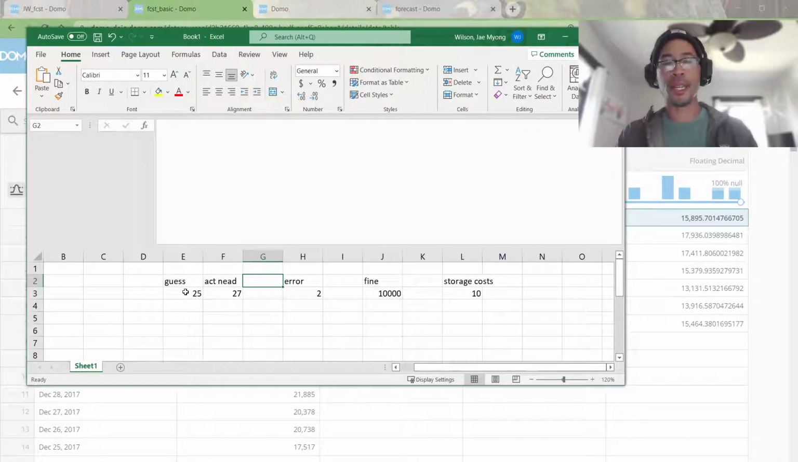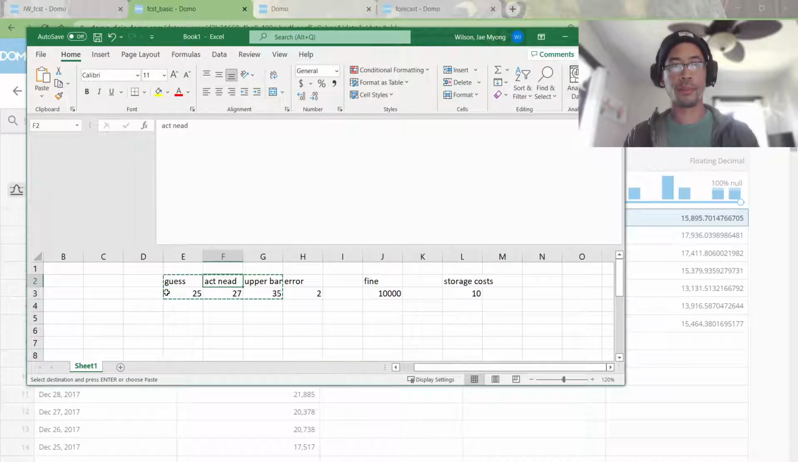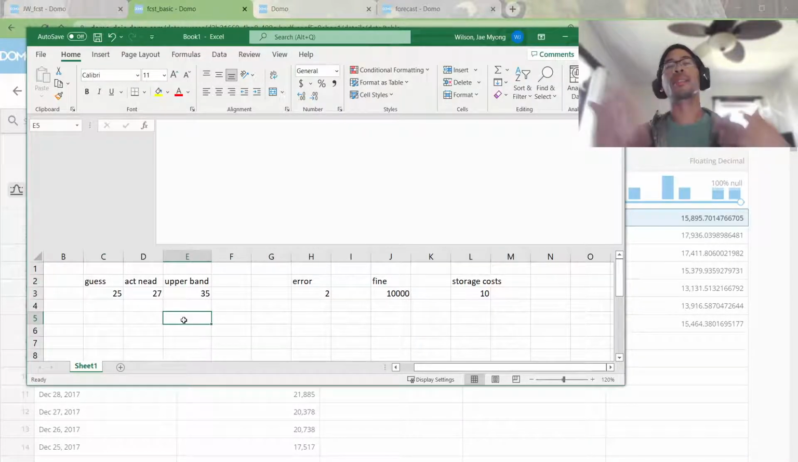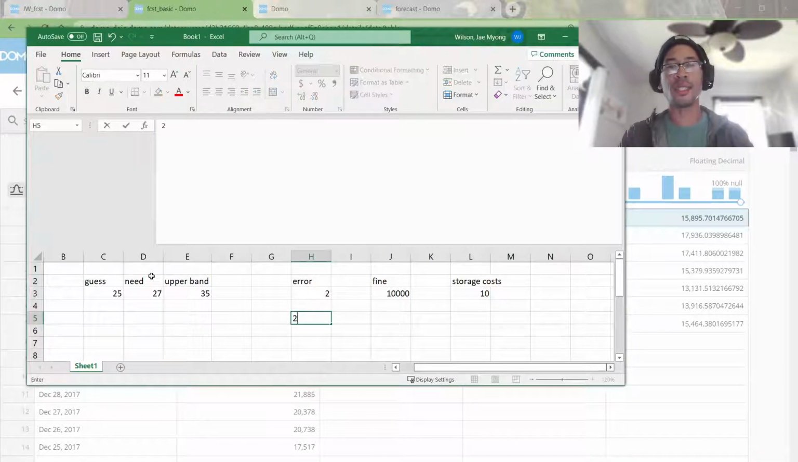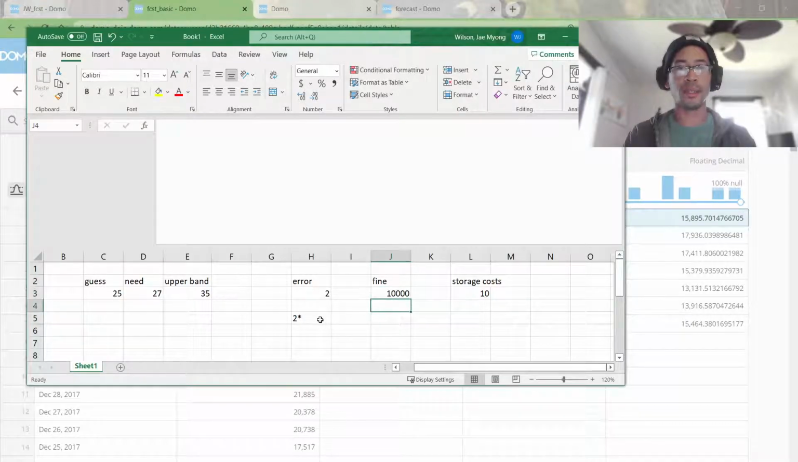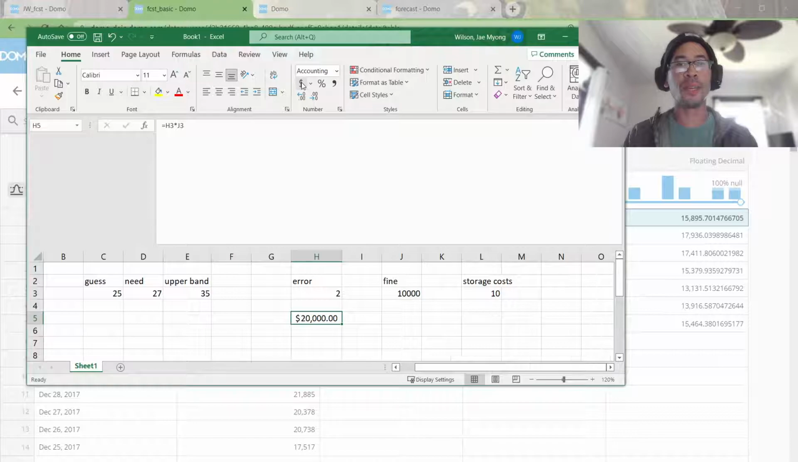My 95% upper band was 35. What we're trying to discuss here is what is the cost of being wrong. So I guessed 25. My actual need was 27. How much cost did I incur? I incurred 2 times 10,000. Oh man, if only I could do cell references. 2 times 10,000. My cost for being wrong was $20,000.